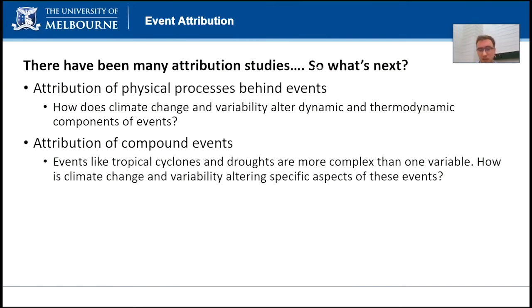So for example, with tropical cyclones, you can look at various different variables, whether that's the precipitation they produce, the wind, the overall energy within the cyclone, or for droughts, we're not just interested in precipitation deficits, we're also interested in evapotranspiration and soil moisture. So these events are more complex than one variable, and we want to be able to understand how climate change and variability alter specific aspects of these events and how these come together as well. And this is a lot more difficult than looking at a single variable.